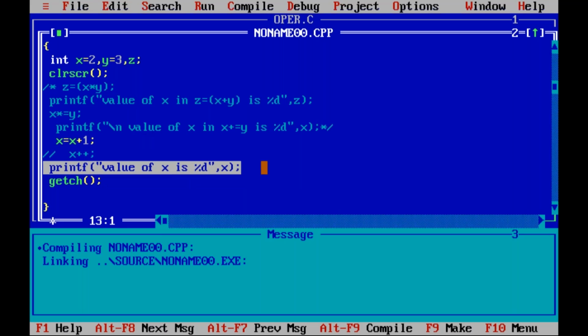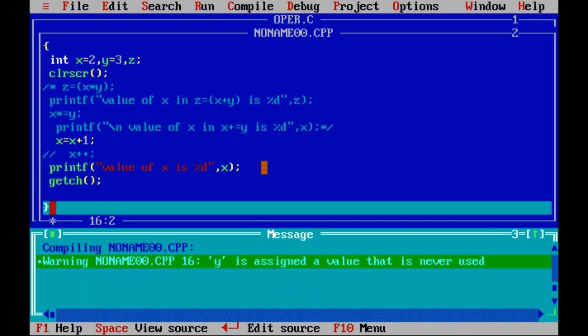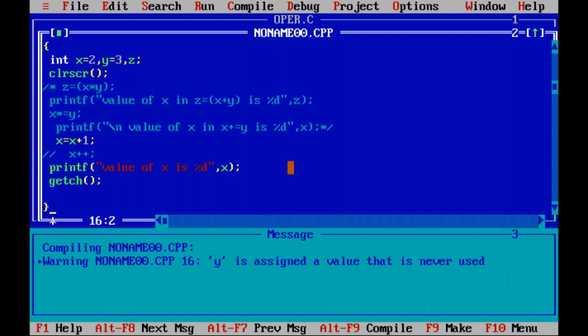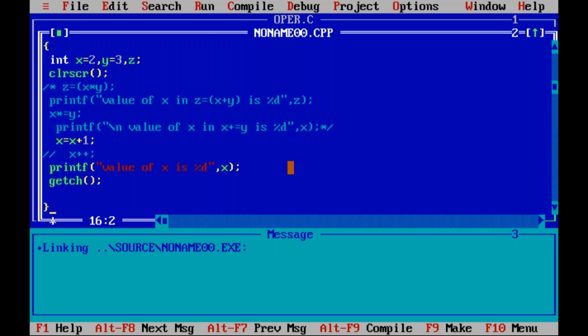Value of x is... okay. I will compile it. No errors. I will run it. Value of x is 3. The value of x is initially 2. After incrementing, the value of x has incremented by 1. So I am adding 1 to the value 2, so 2 plus 1 is 3. So value of x is incremented to 3 and it is being displayed here.